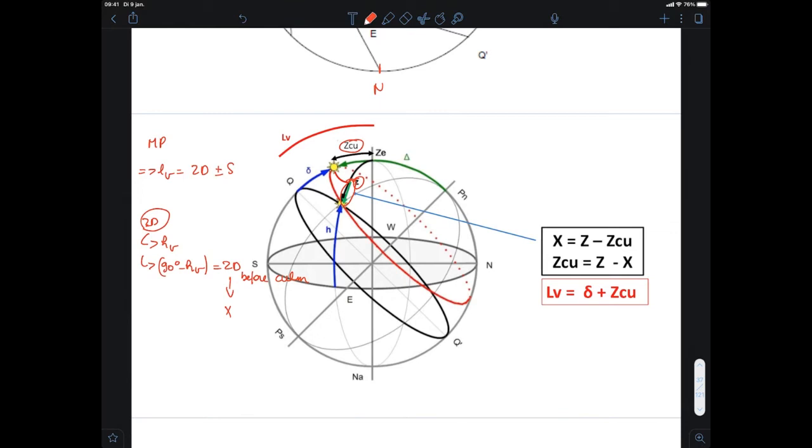In this case, if we apply it to the zenithal distance, we will have to subtract the correction, because the zenithal distance before culmination will be bigger than the zenithal distance at the moment of culmination. So you have to subtract the correction to get a corrected zenithal distance.